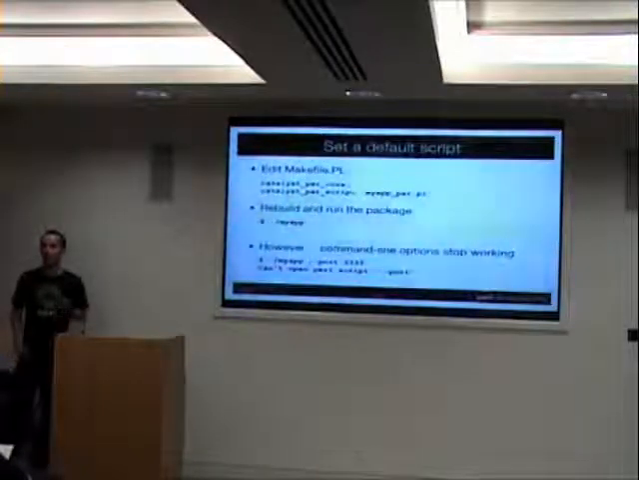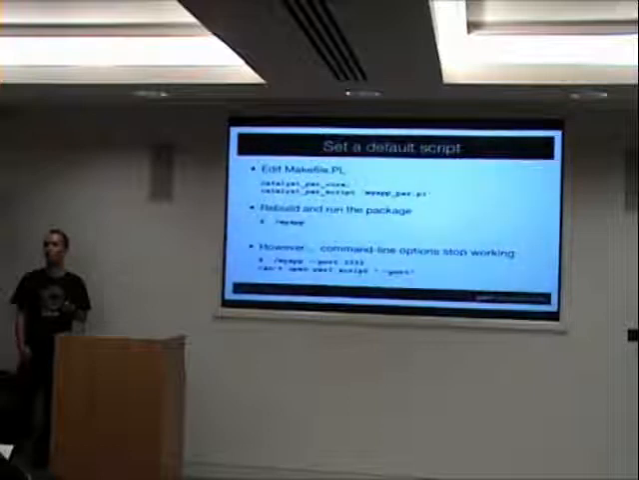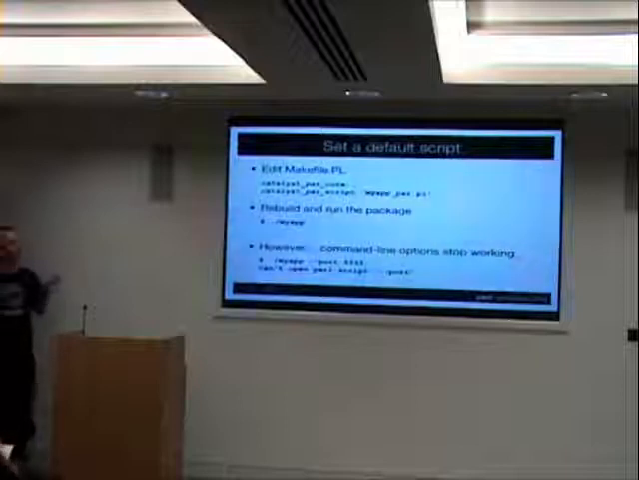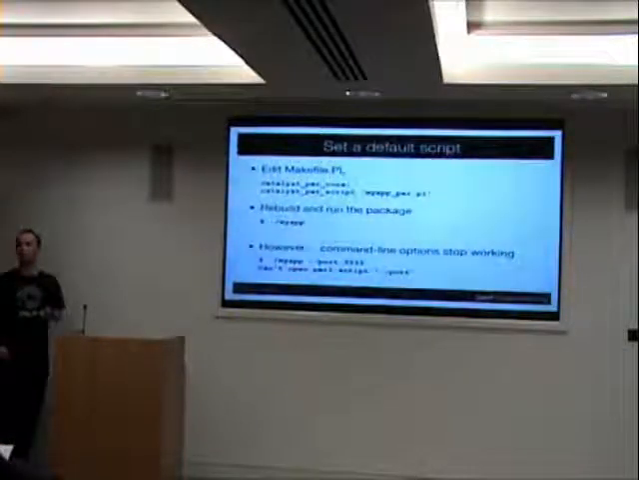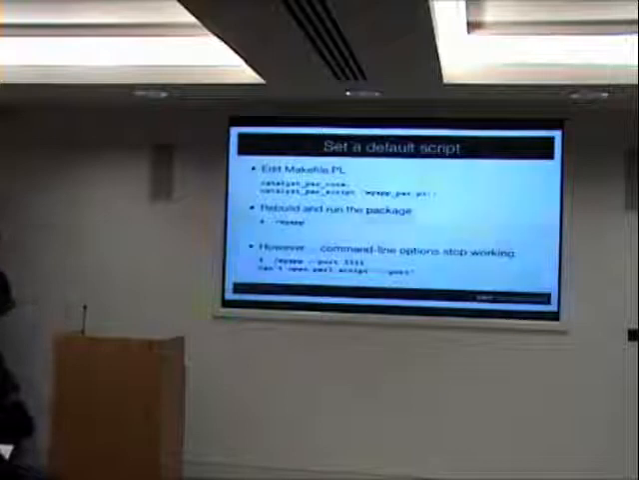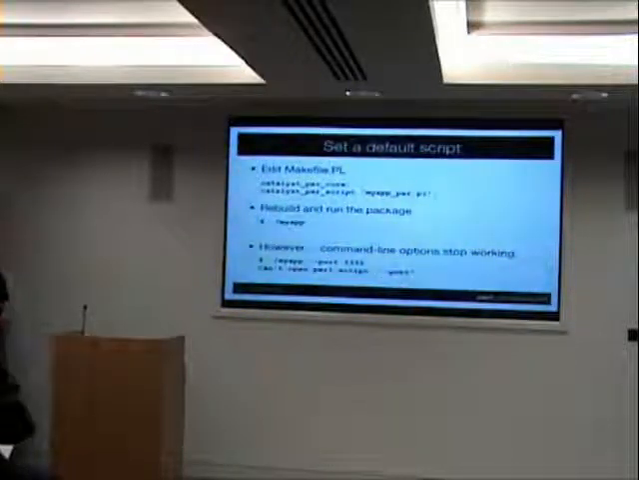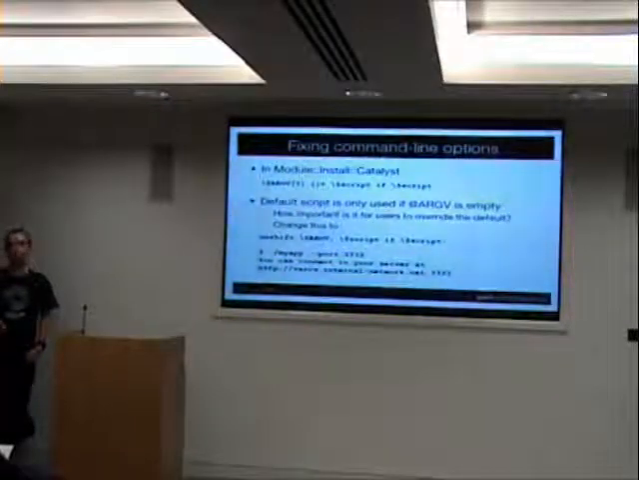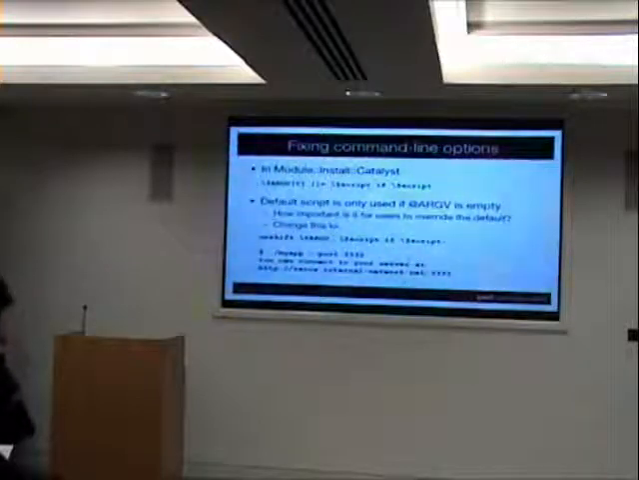However, that has another small piece of fail about it, in that if you use catalyst_par_script it prevents you from putting any command line options to your actual file. So you can't set the port number or anything else your app needs. So I traced this, and it's actually due to a problem in Module::Install::Catalyst. Basically what it's trying to do is, if you set a default script, it will only put that default script in if your @ARGV array is empty.